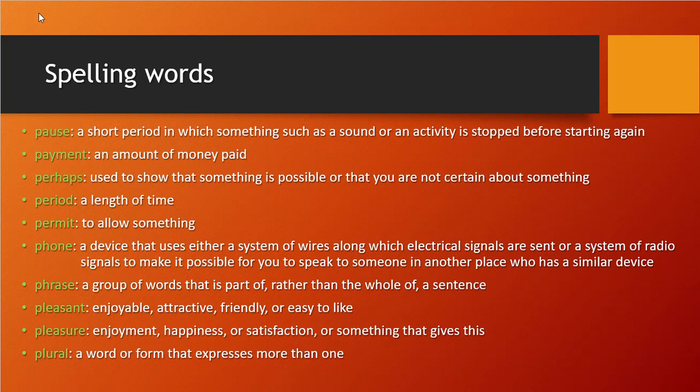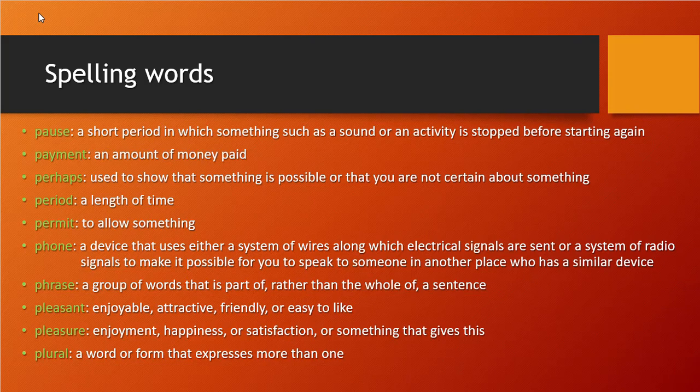Okay. After that is "period". What is it? A length of time, we call a period. Like our class period. What is the length? Might be 50 minutes or 1 hour. So that we call a period. "Permit": you are giving permission, that we call a permit, or to allow something. "Phone": you know the phone. You have a mobile device, that we call a phone.